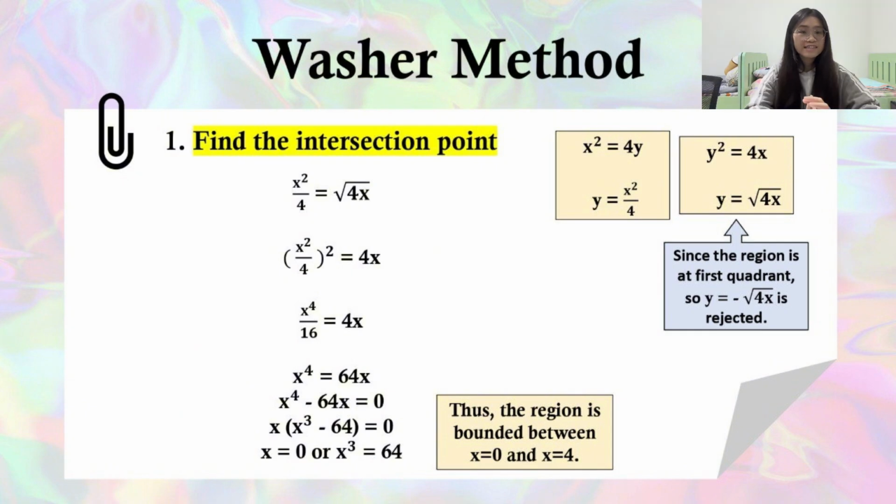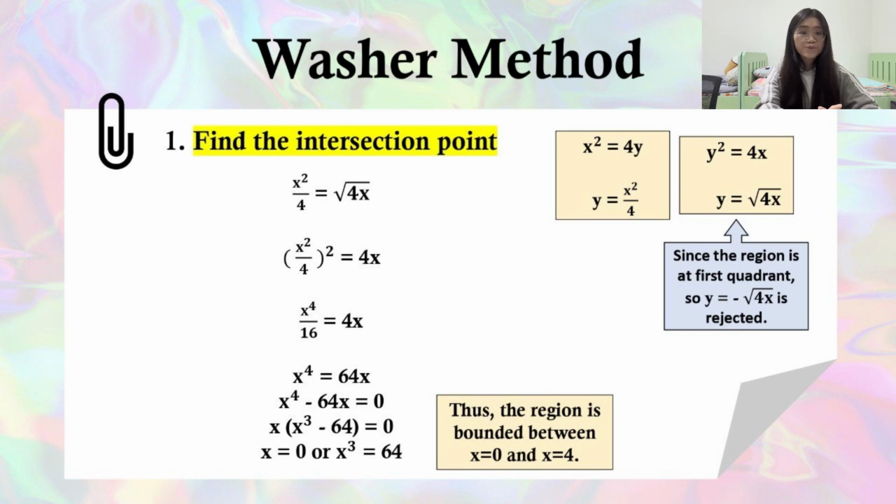We need to analyze the y for the two curves. For x squared equals 4y, y is equal to x squared over 4. And for y squared equals 4x, y is equal to positive square root of 4x. For this case, we need to reject y equals negative square root of 4x because the region is in the first quadrant. After that, x squared over 4 is equal to the square root of 4x, so we need to find the value of x.